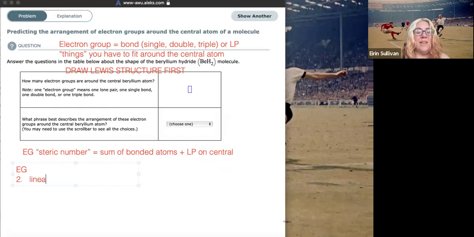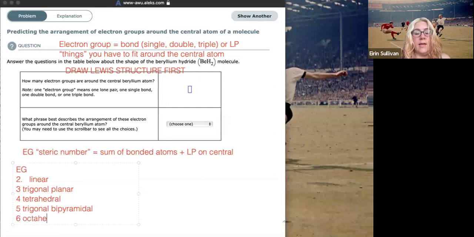That shape is called linear. If we have three electron groups bonded around the central atom, that shape is called trigonal planar. If we have four, that shape is called tetrahedral. If we have five, that is trigonal bipyramidal. And if we have six, that is octahedral. I'm going to just quickly show you what those shapes look like.